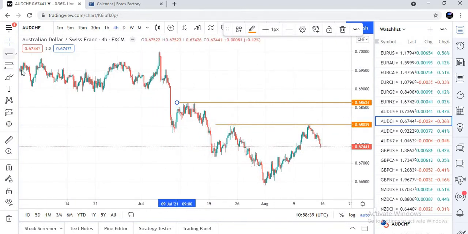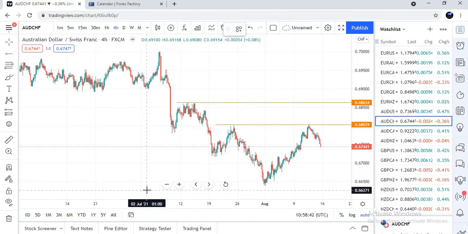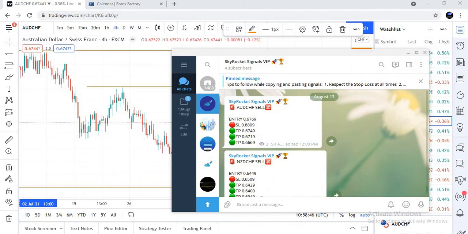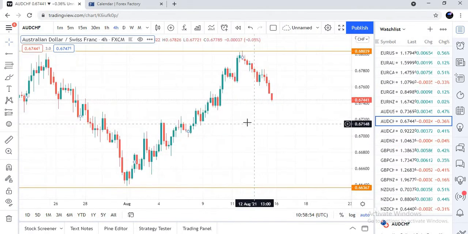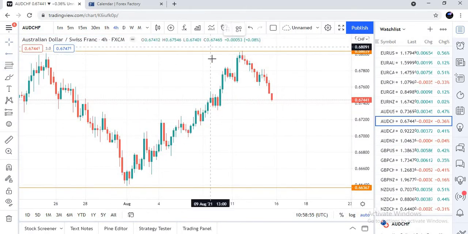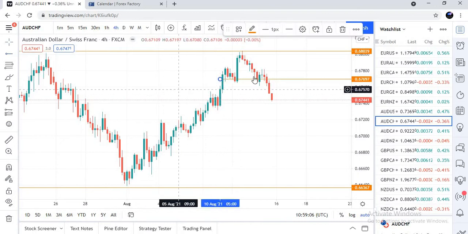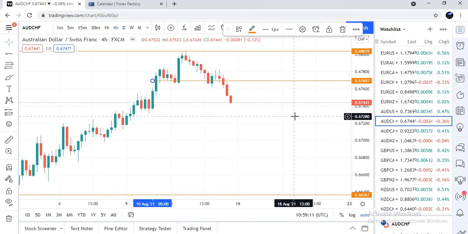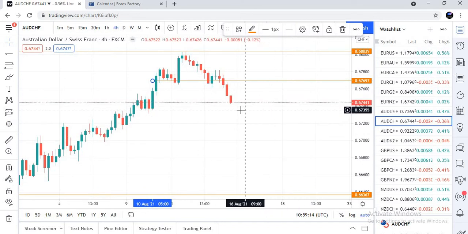So for the AUD CHF, we are predicting that we entered around 0.6769, which is around this level, around this region right here. We placed this trade on a Friday, so the market is closed. So this is where it stopped. We placed it on a Friday.